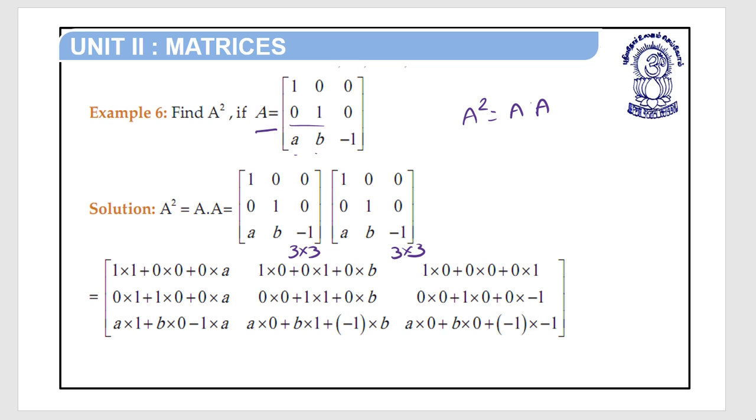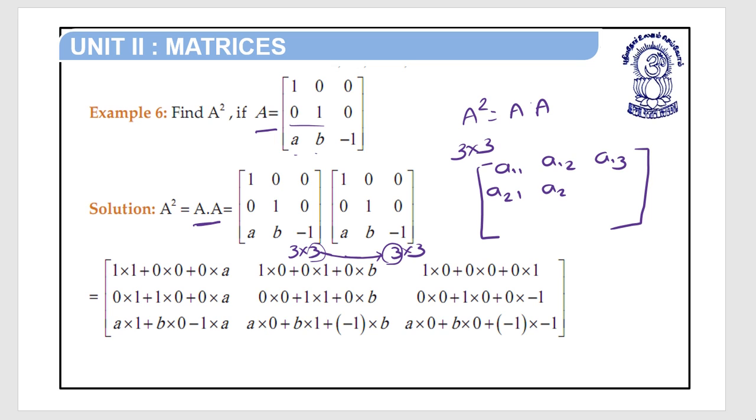So the 3 columns of the first matrix and the 3 rows of the second matrix. Here both are the same, A into A, so both are the same. So we will get the answer in the form of a 3 by 3 matrix. So it is in the form a11, a12, a13, a21, a22, a23, a31, a32, a33.